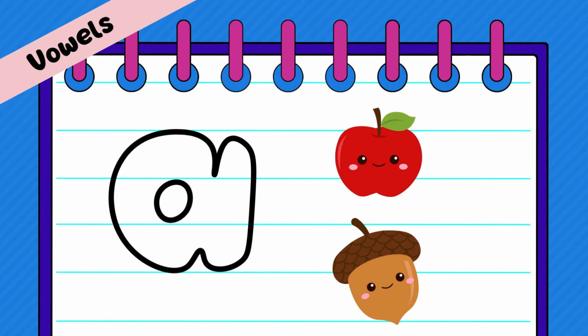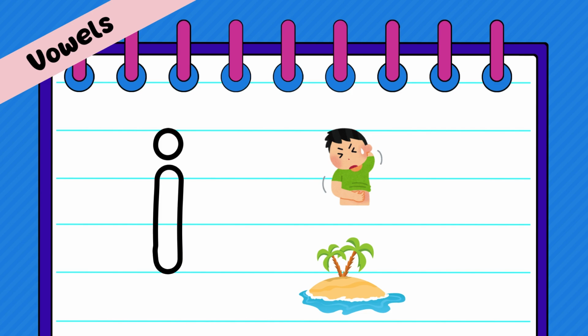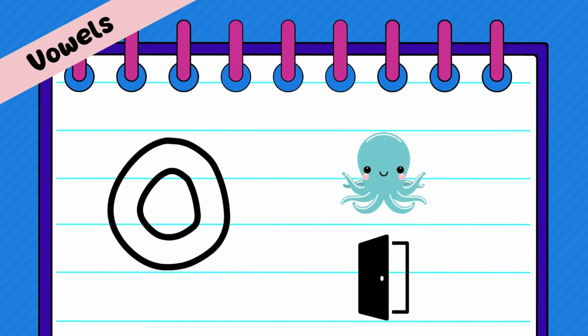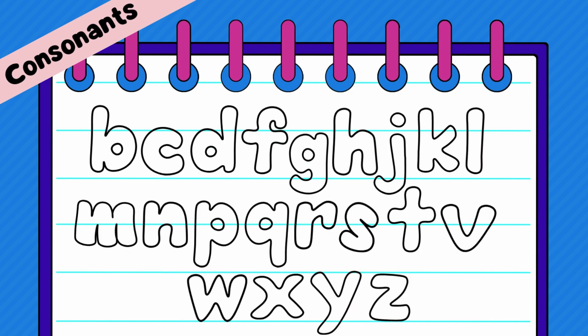A as in apple, A as in acorn, E as in elephant, E as in eagle, I as in itchy, I as in island, O as in octopus, O as in open, U as in umbrella, U as in unicorn. Once we know the vowels, the consonants are easy. If a letter isn't one of the 5 vowels, then it's called a consonant.